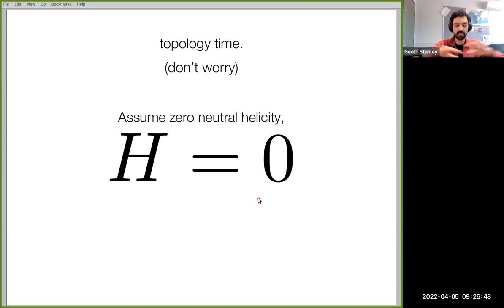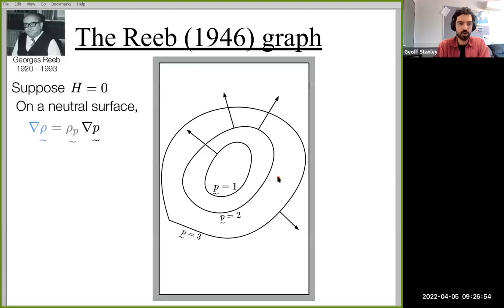But we're going to pretend like that's not a problem right now, assume helicity is 0, and we do have true neutral surfaces. So essentially I'm just saying we have a neutral surface, and this was one of the definitions we had for it. The gradient of density on the neutral surface is proportional, by the compressibility factor, to the gradient of pressure on the neutral surface. So here's an example neutral surface, let's say, in this toy ocean.